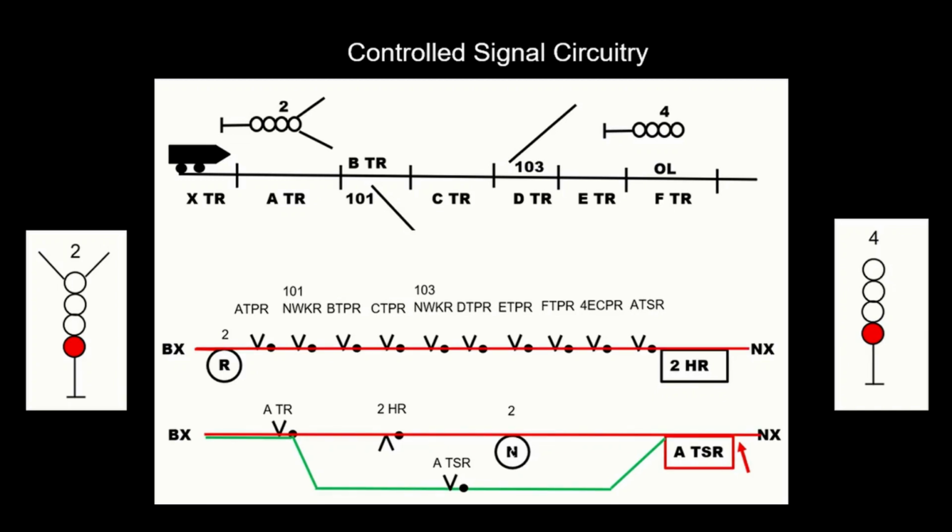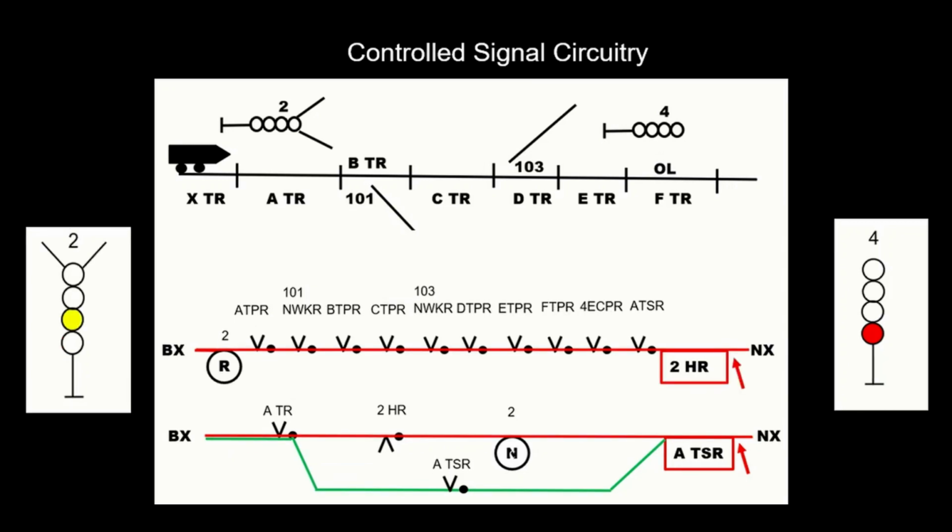When the signaller reverses number 2 lever and we follow the 2 HR circuit, we can see that if all conditions, track circuits up and the points in their correct position, are met with the reversal of number 2 lever, and A TSR is up, it will pick, and this will allow a proceed aspect on number 2 signal.